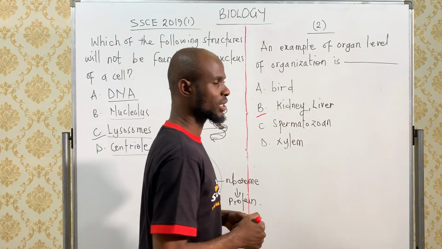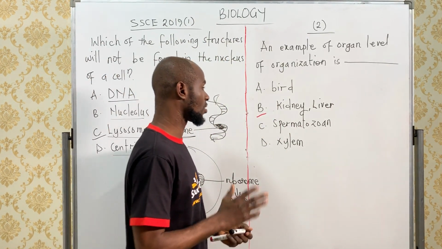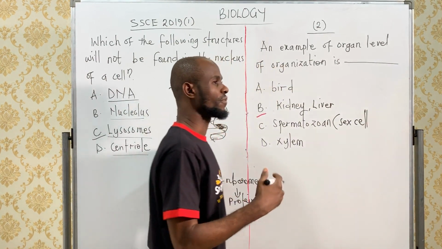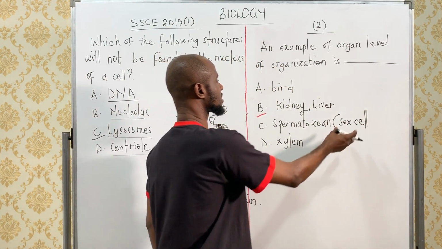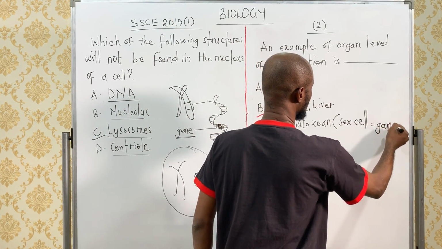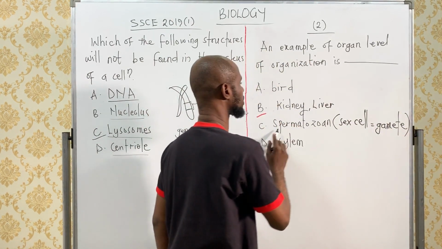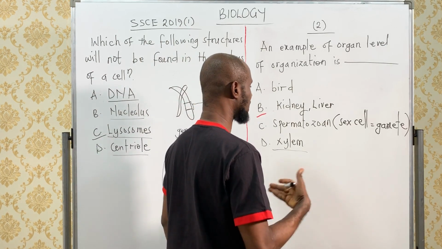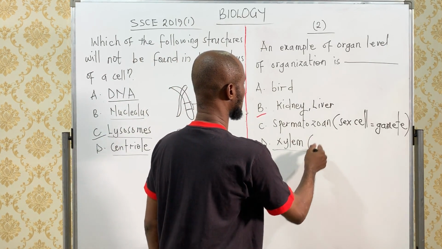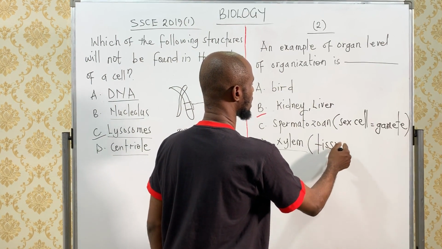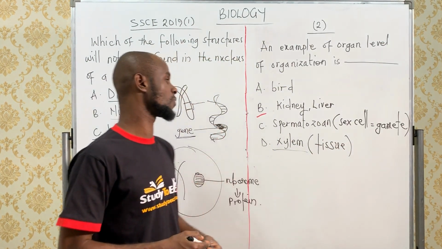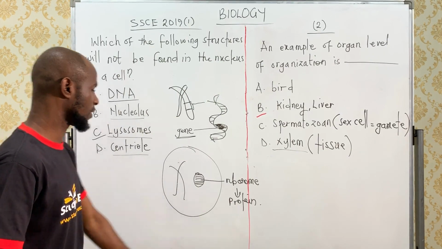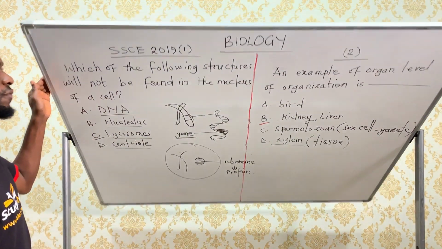However, let's analyze the spermatozoon. The spermatozoon is a cell, and it's not an ordinary cell. It's a sex cell, the cell that is involved in fertilization and eventual reproduction. The sex cells are always called the gametes. You have the male gamete called the spermatozoon, while the female gamete is called the ovum or the egg. Now the xylem: we have xylem cells forming the xylem tissue. So the xylem can exist as cells and can also exist as tissue. Don't forget the function of xylem. It helps to transport water from the root of the plant in the soil into the shoot and then to the leaf for photosynthesis.